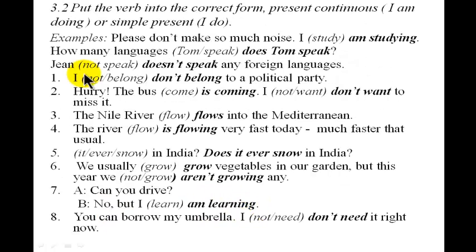That is right. And here, put the verb into the correct form. Present continuous, I am doing, or simple present, I do. Example: please don't make so much noise. I, and we have the verb study. I am studying. How many languages does Tom speak? Jane does not speak. Jane doesn't speak any foreign languages. I not belong. I don't belong to a political party. Hurry, the bus come. The bus is coming.